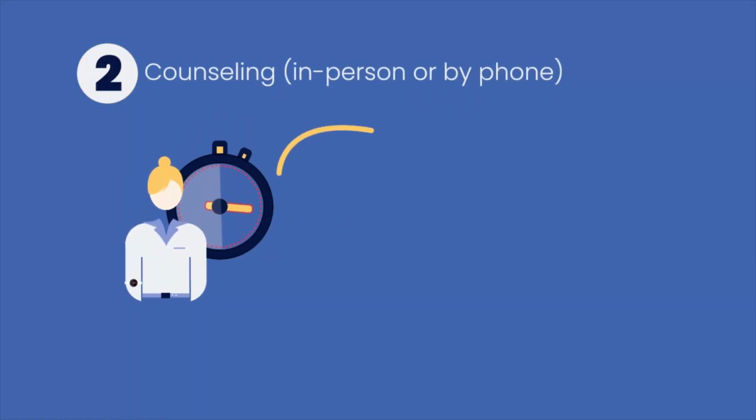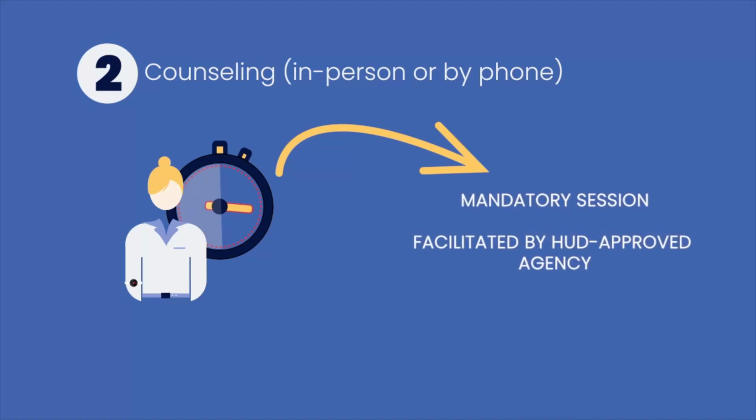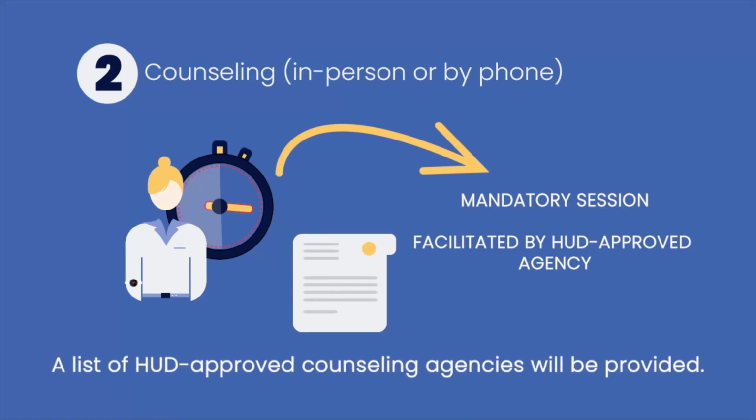Once you've received and reviewed the proposal, the next step is to undergo counseling. This mandatory session, conducted in person or over the phone, is facilitated by a HUD-approved counseling agency. Your loan originator will provide a list of agencies, ensuring you have the freedom to choose without any pressure. This session is designed to equip you with unbiased information about your options and rights.